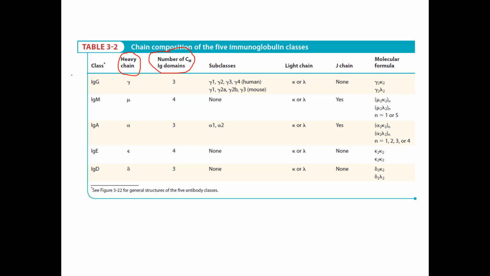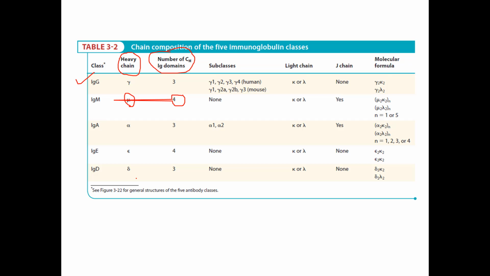So first of all we have IgG, which is composed of the heavy chain gamma, and it consists of three constant regions. IgM, composed of heavy chain mu, consists of four constant domains. IgA, composed of heavy chain alpha, consists of three constant domains. IgE, composed of heavy chain epsilon, consists of four constant domains.